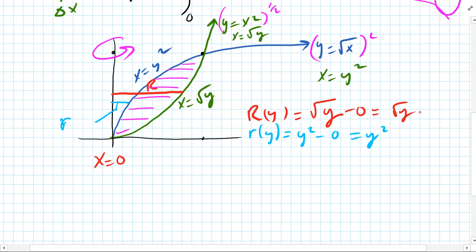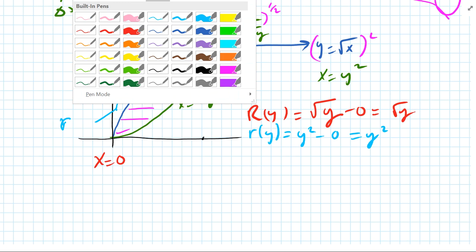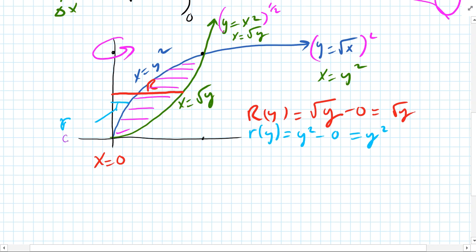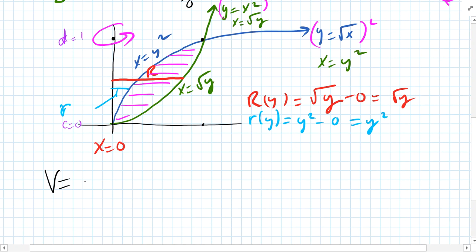Have we got our limits of integration? What are our limits of integration? 0 to 1. This is c equals 0, and this is d equals 1, right? So can we write the integral now? What's our volume equal? Pi. Don't forget the pi. What am I integrating from and to? 0 and 1. Conveniently. But after I make shift happen, is it going to be 0 and 1? No. Pay attention.